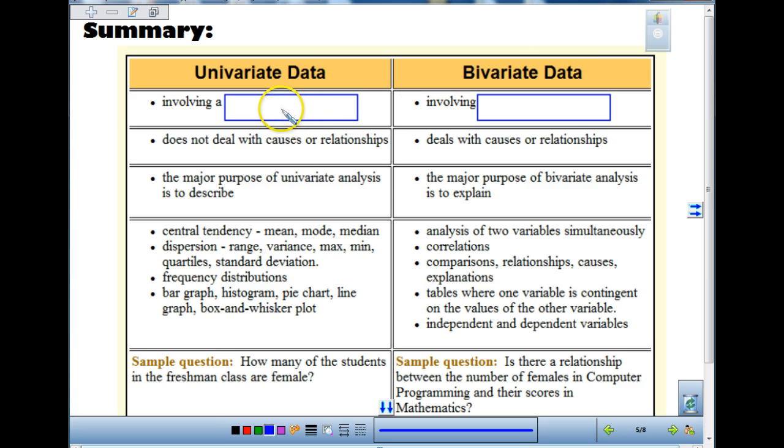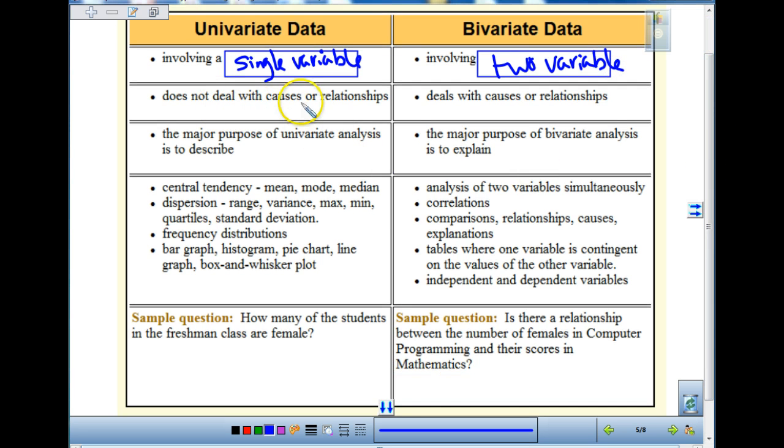When we look at what is univariate, univariate is involving a single variable. So when we think about univariate, we're talking about a single variable. When we talk about bivariate, we are talking about two variables. And if you look at this chart, these are kind of the pieces of information that we can think about. Univariate, we can't show cause and effect, but with our height and our shoe size, that could have a cause and effect. The taller you are, the bigger your shoe. The bigger your shoe, the taller you are. Now, does it always work?